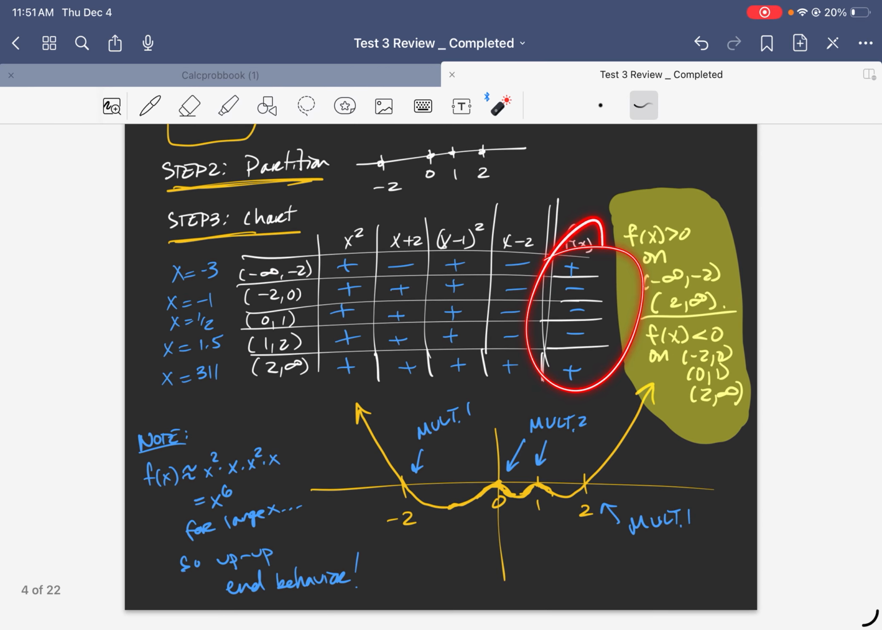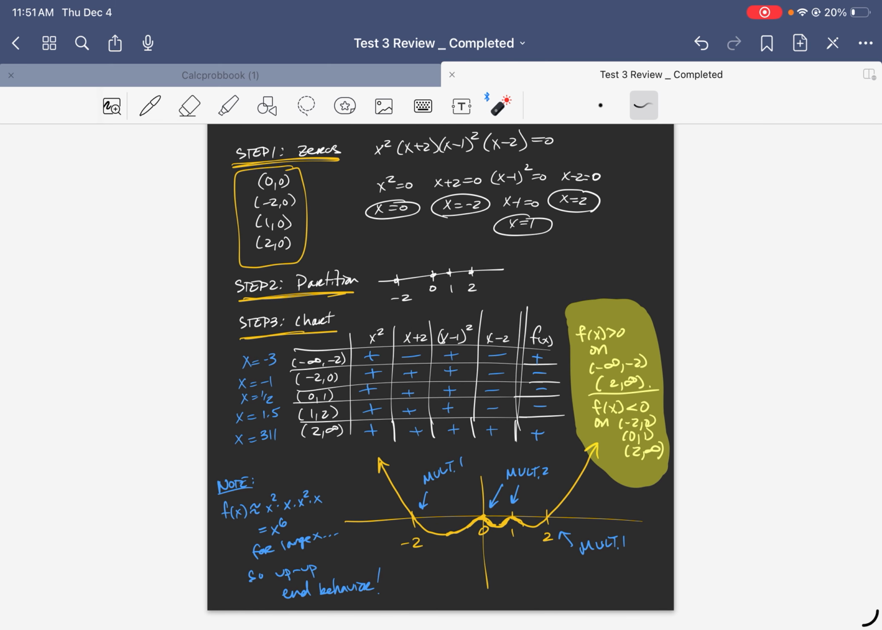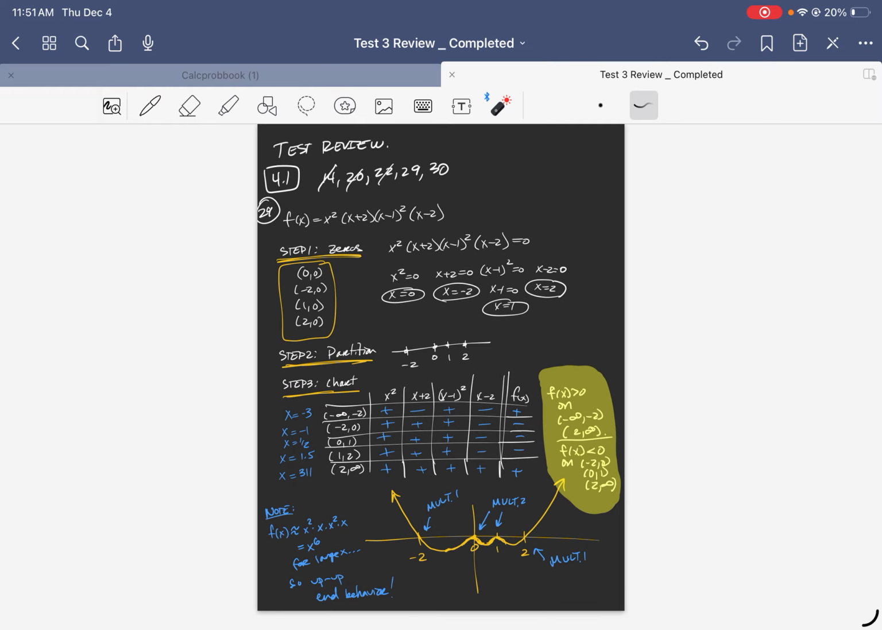You can use this information to draw the picture, and also notice you have some confirmatory evidence up here. Since this and this factor are squared, that means at 0 and 1 we would expect it to touch, and it does. Since these factors are raised to the first, we would expect at -2 and 2 for it to cross, which it does. So that multiplicity tells us what's going on.